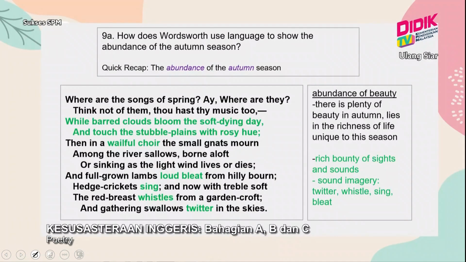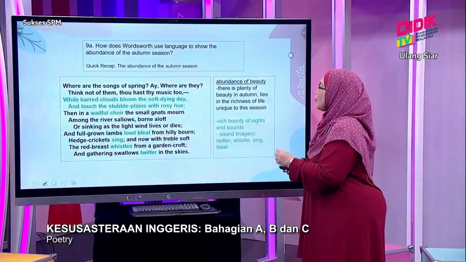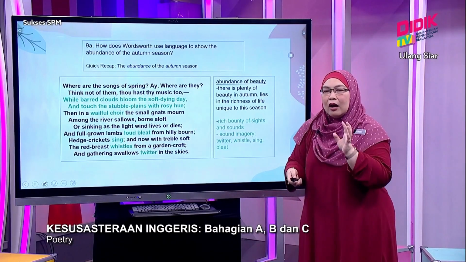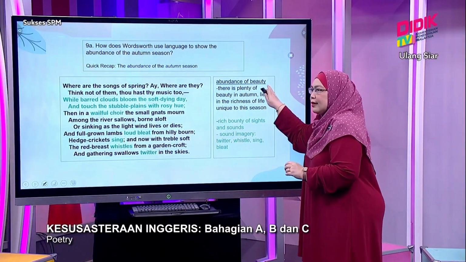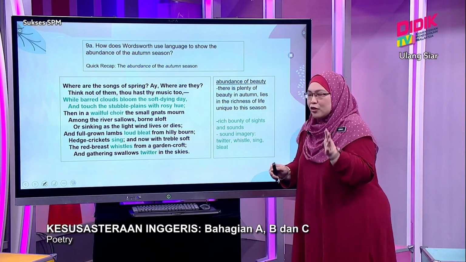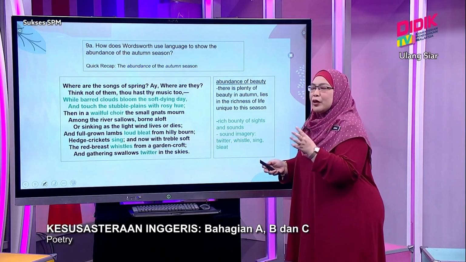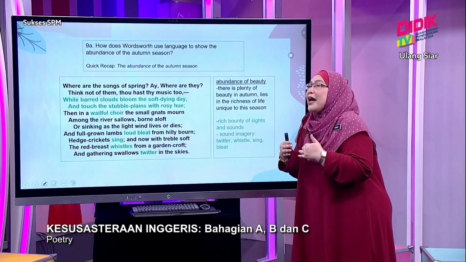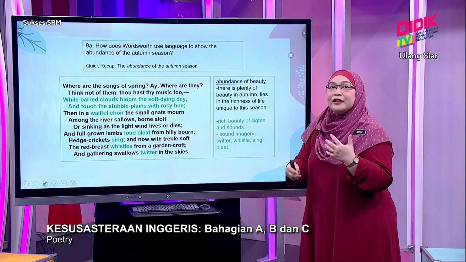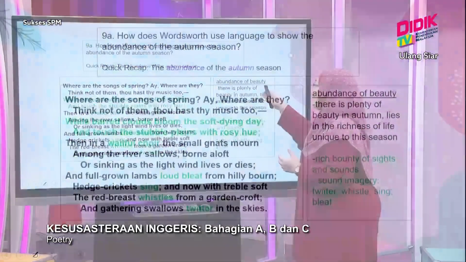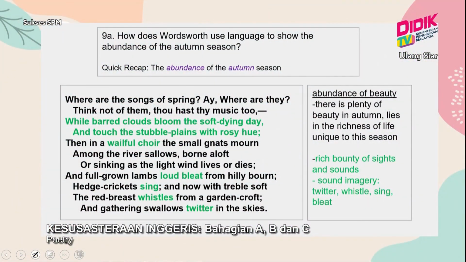Now we get to the last stanza, and this may be a little tricky. When we say the abundance of the autumn season, and I say autumn is filled with beauty, a lot of people out there, perhaps not students of the KI or Kesusasteraan Inggeris subject, might not see the word beauty as deep as they should, and perhaps only look at physical beauty. But when we're looking at abundance of beauty in the autumn season, Keats is actually paying tribute to autumn by saying beauty is ever present in the autumn season.